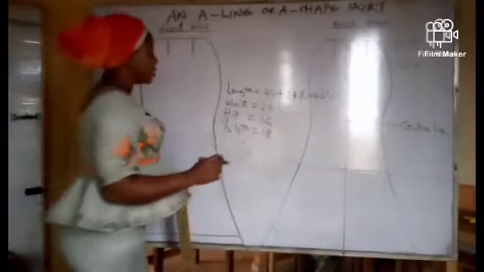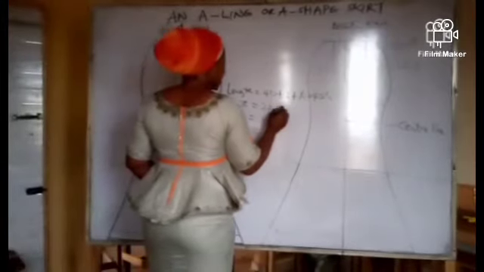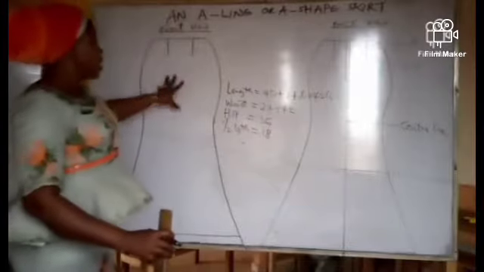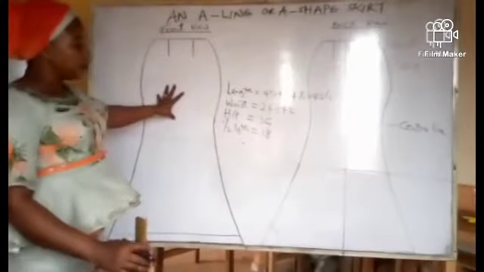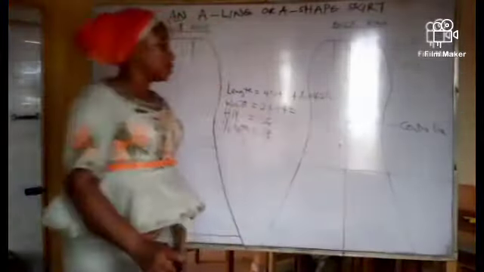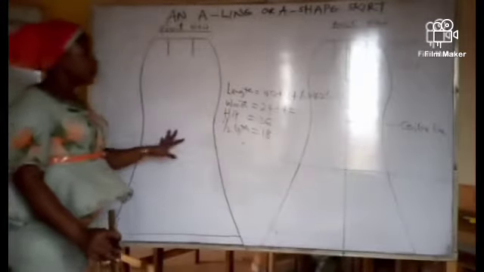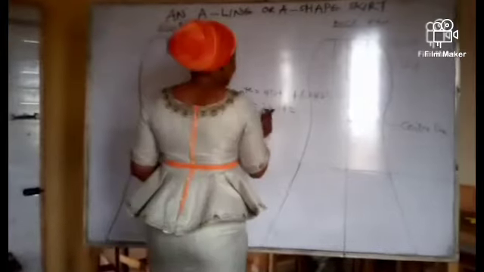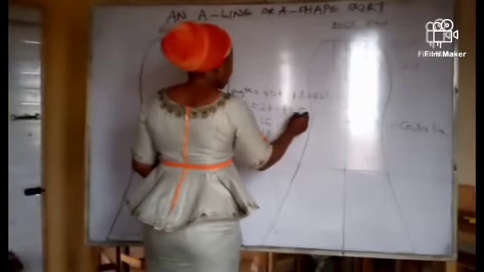So go to the waist. Our waist, we are going to divide it by 4. Why are we dividing our waist by 4? Because we are going to fold the front in 2 folds and we are going to cut the back in 2 folds. So 2 folds at the front and 2 folds at the back will give us 4 folds. So when we divide 24 by 4, it will give us 6.